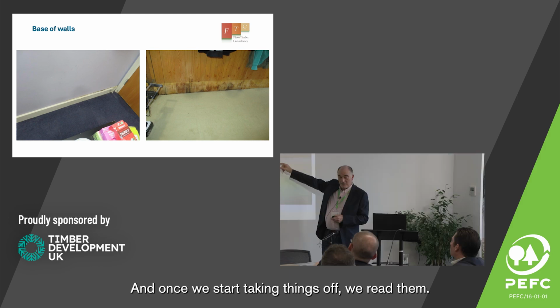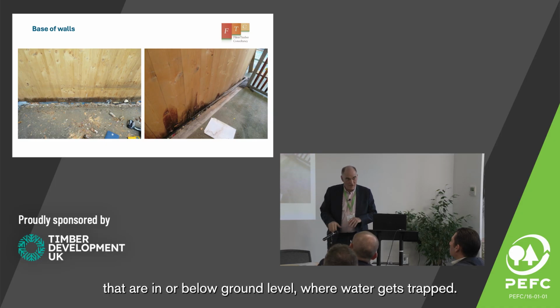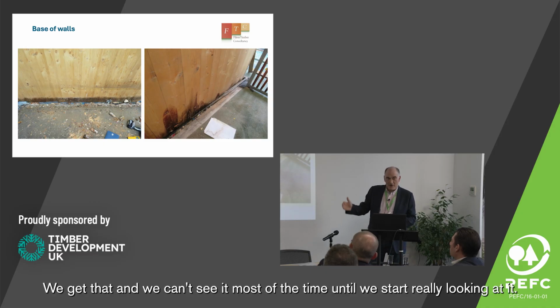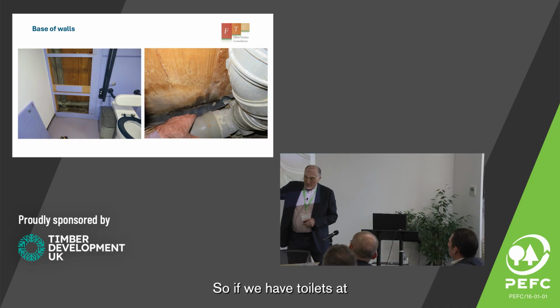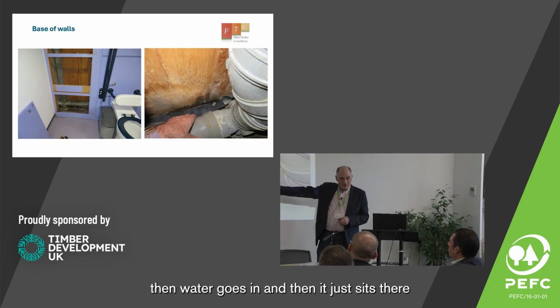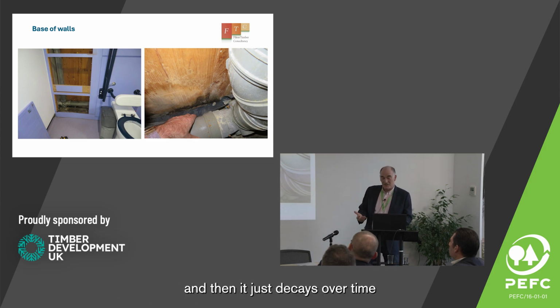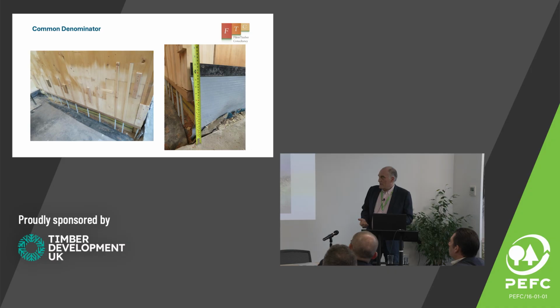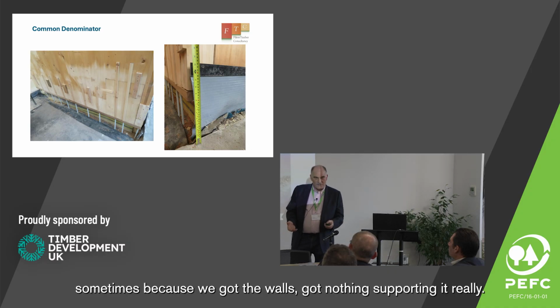Once we start taking things off and relieving them, we see time and time again at the bottom of CLT walls that are in or below ground level, where the water gets trapped, we get that. And we can't see it most of the time until we start really looking at it. So if I have toilets at ground level, and we've got CLT below ground level, water goes in and just sits there, and without the occupant or the building owner knowing, it decays over time. We end up having to do some kind of fancy repair sometimes, because the wall's got nothing really supporting it.